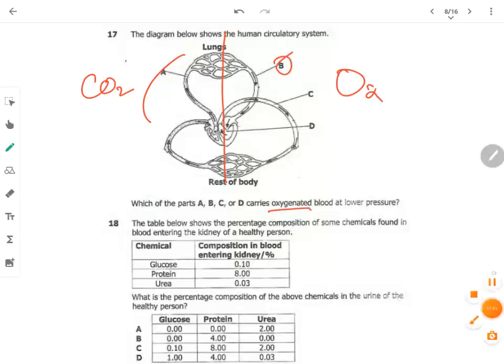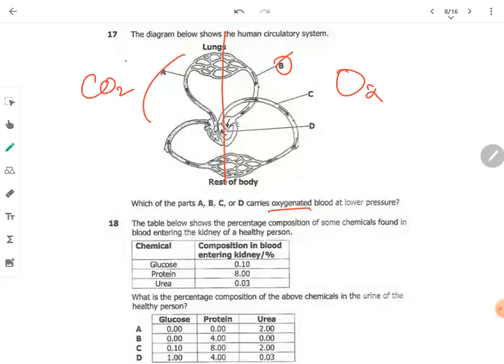Question 18. The table below shows the percentage composition of some chemicals found in blood entering the kidney of a healthy person. Chemical, glucose, protein, urea. Composition, we have 0.18 and 0.03%. What is the percentage composition of the above chemicals in the urine of the healthy person? Now, we have glucose, protein, urea. Now, in a healthy person, that's what we are talking about.